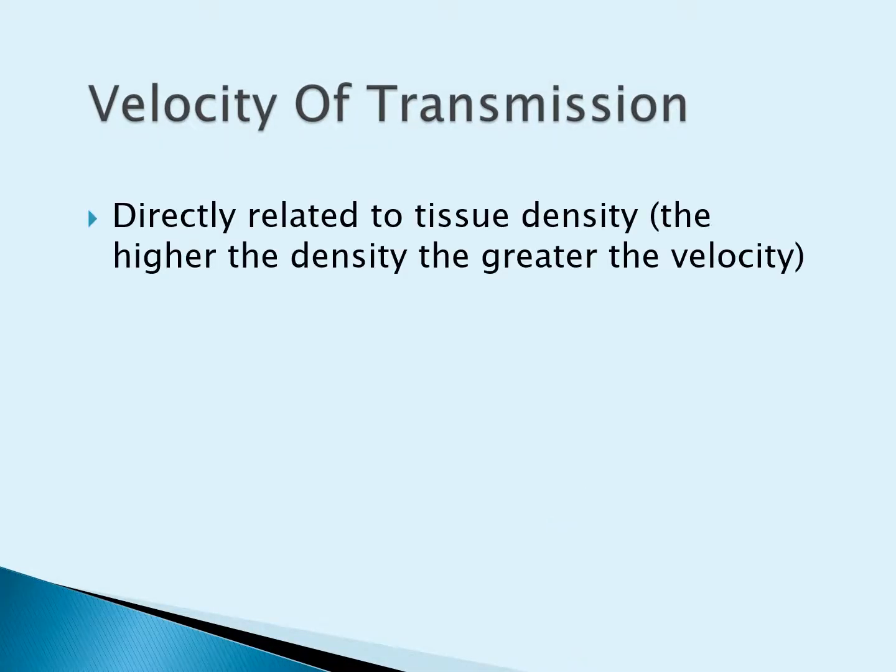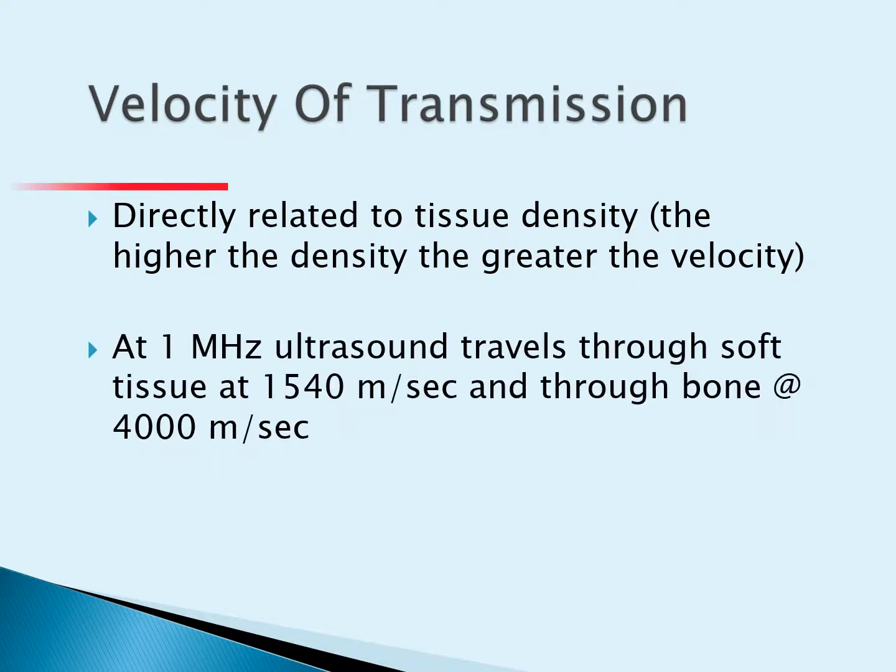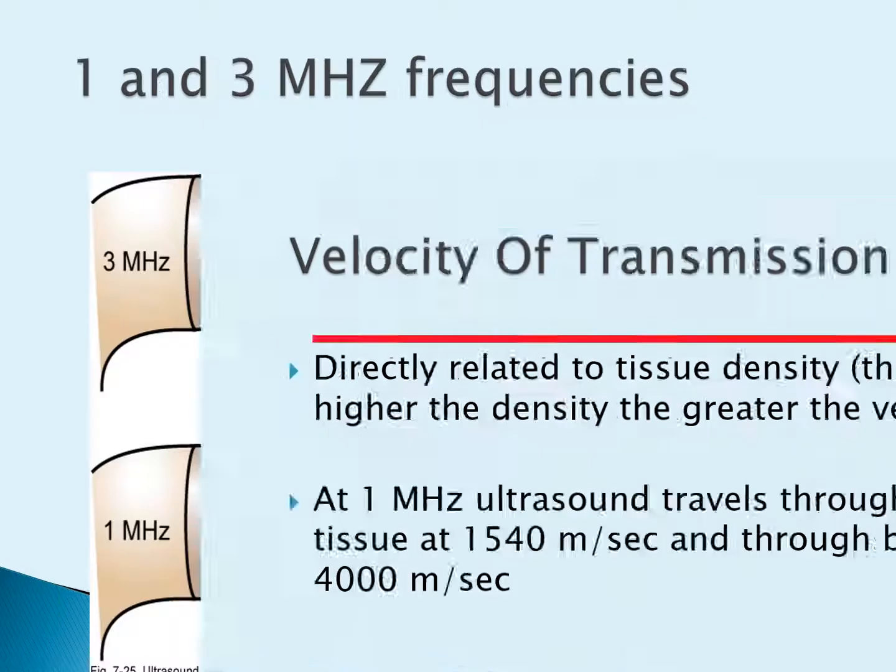Velocity of transmission is going to be directly related to tissue density. At 1 megahertz, it'll travel through soft tissue at about 1,540 meters per second, through bone at about 4,000 meters per second. We talked about this before in physics as well. Sound travels much better through a solid object than through a non-solid object, such as water. Water is still greater transmission than air, but the solid is going to be our greatest transmission.